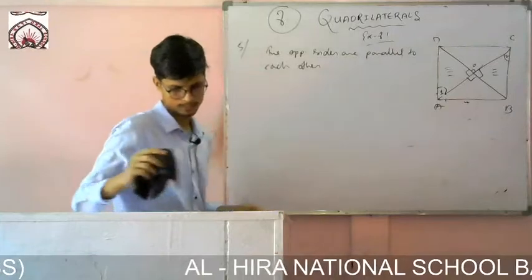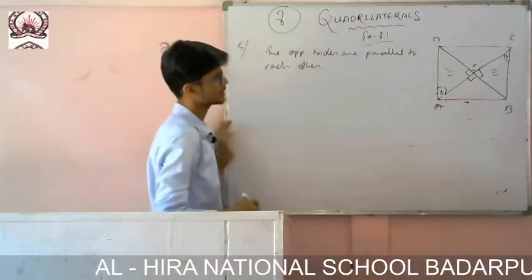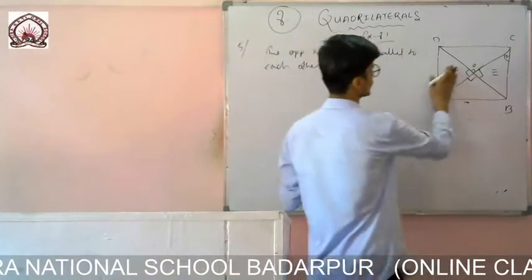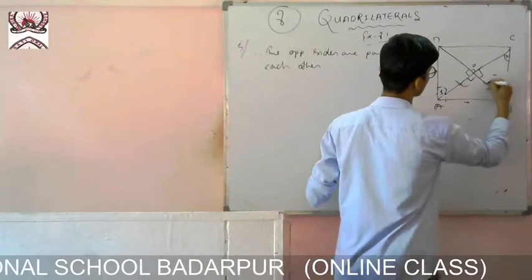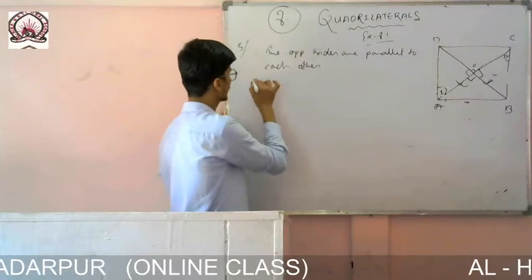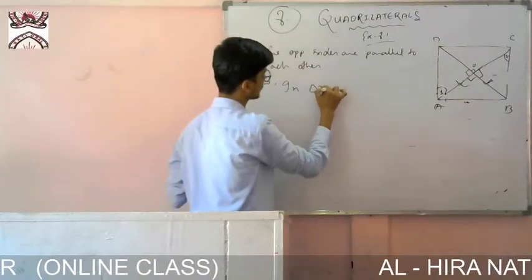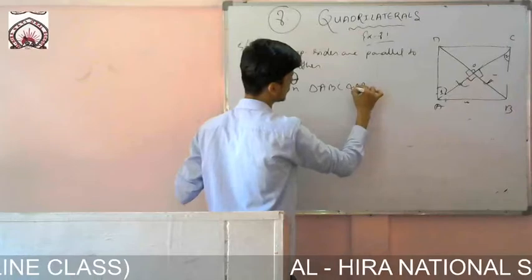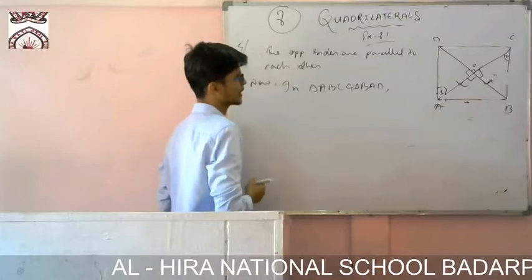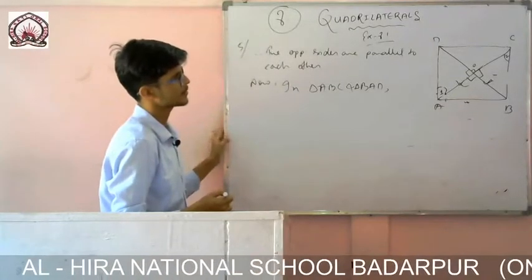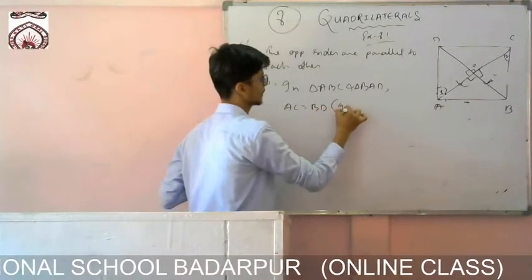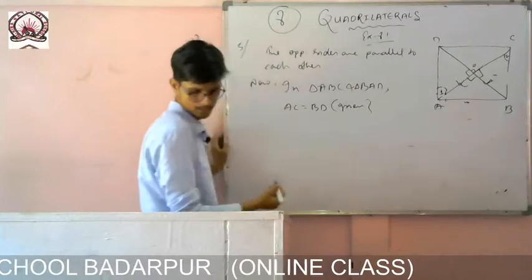Now I have to show that each angle measures 90 degrees. In triangle ABC and triangle BAD, I will take these two triangles. In triangle ABC and triangle BAD, I can write AC equals BD. It is given in your question, given AC equals BD.